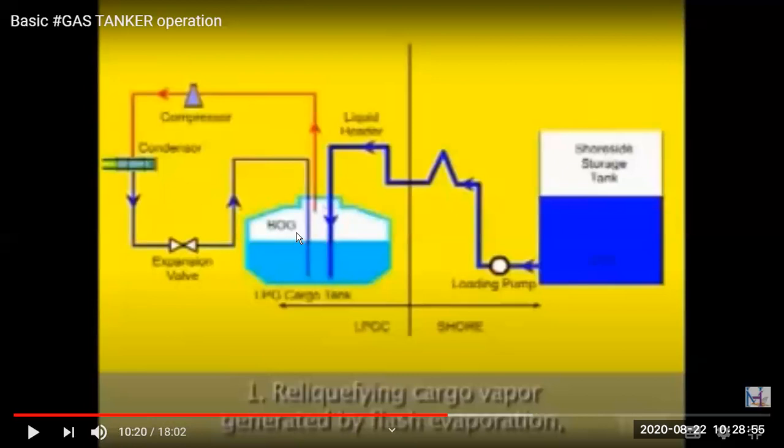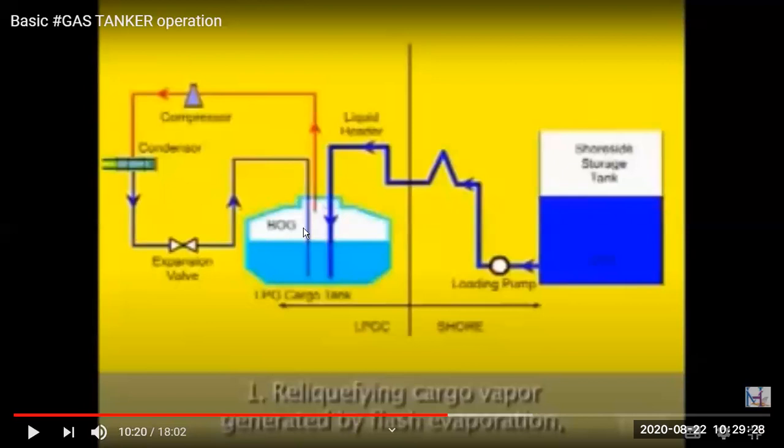So if we don't reliquefy this gas, then there will be a lot of loss of the gas, and also the tank pressure will increase and the temperature will not be maintained. So to avoid the loss of the cargo in the vapor form and keep the tank pressure and temperature in control, we reliquefy this boil off vapor gas.